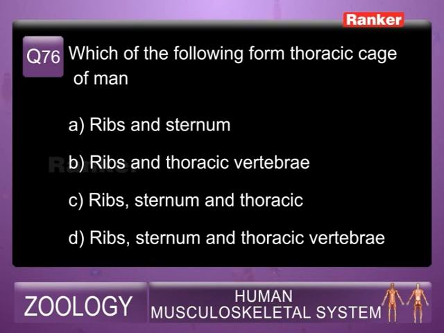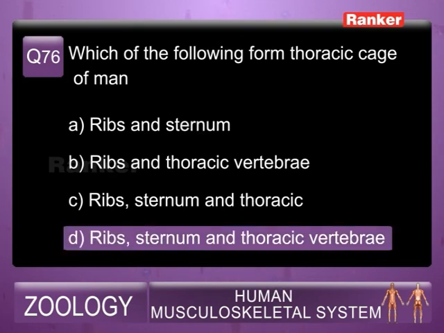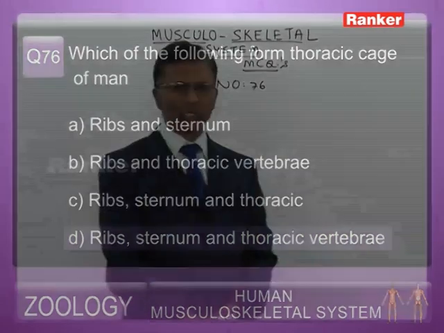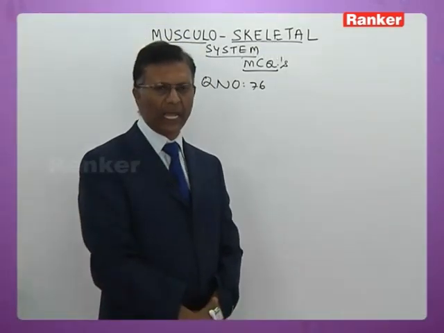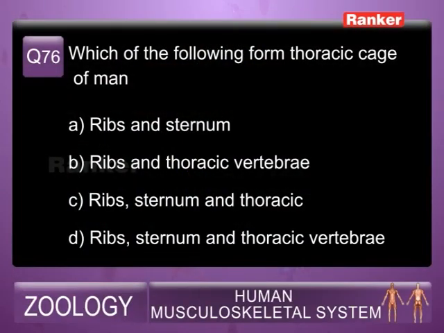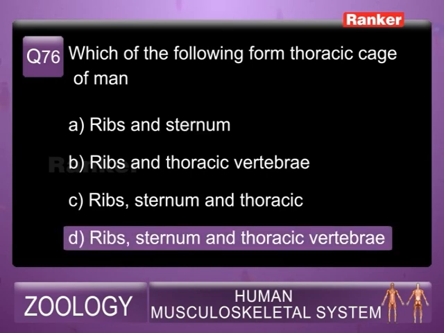So the answer for this is D, that is ribs, sternum and thoracic vertebrae constitute the rib cage or thoracic cage. So the answer for this 76th question is D.